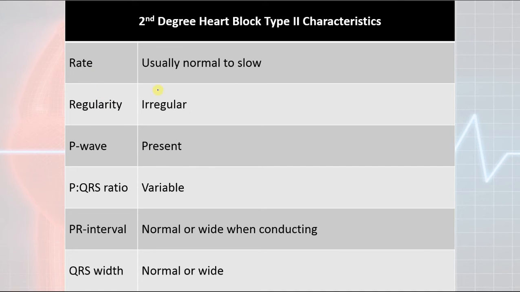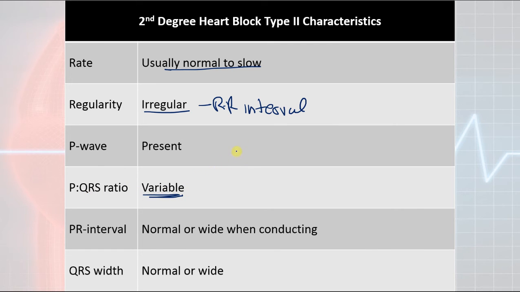Looking at the characteristics, usually the rate is normal to slow. It doesn't always go faster, but it can, as you can see in one of the other ones. It could be irregular, and like I said, this is the R to R interval, which could be irregular. P waves will be present, but they won't be married at the blocks. P to QRS ratio, there is no pattern.